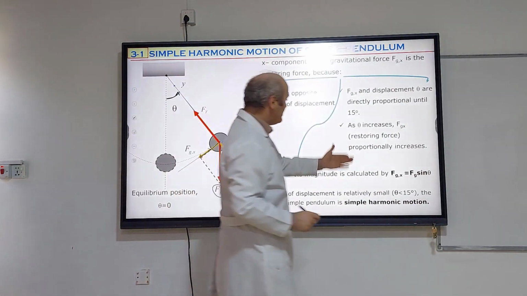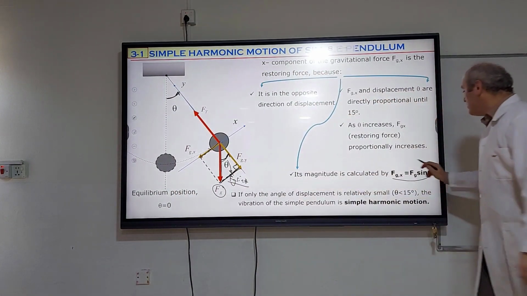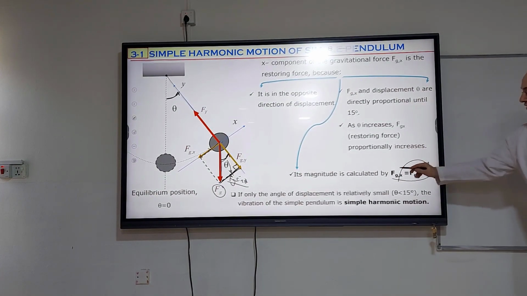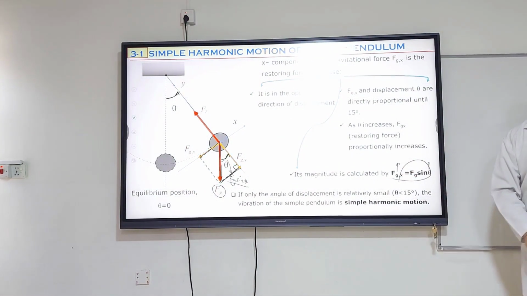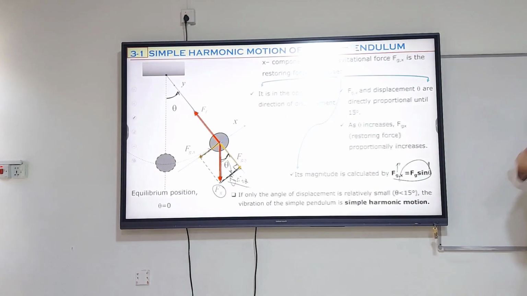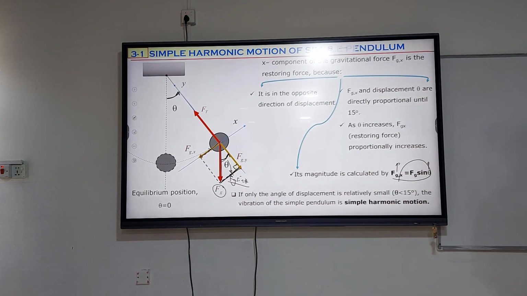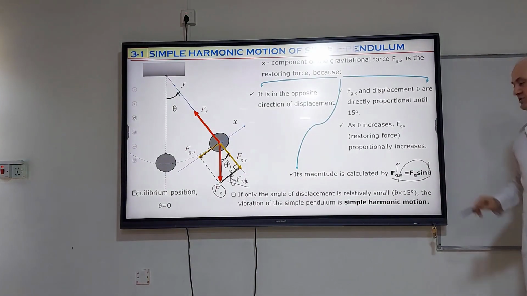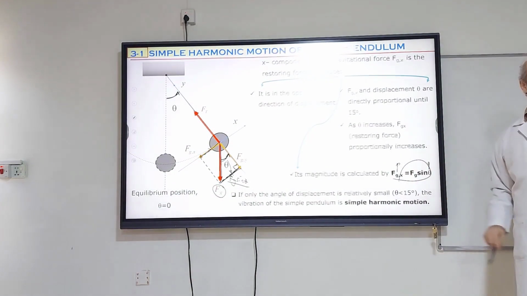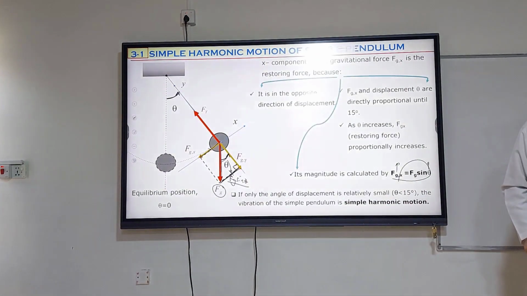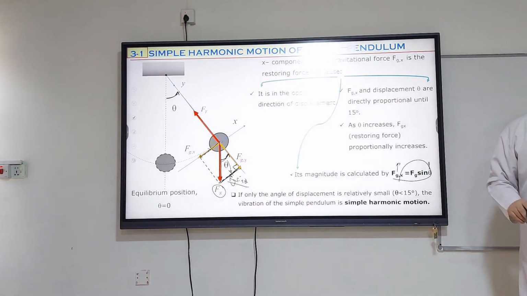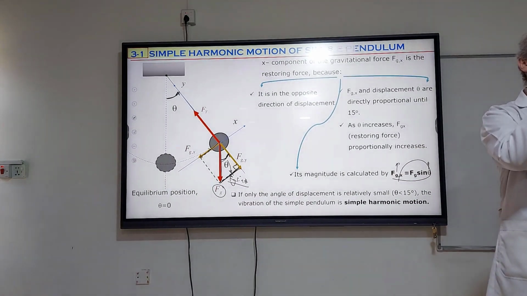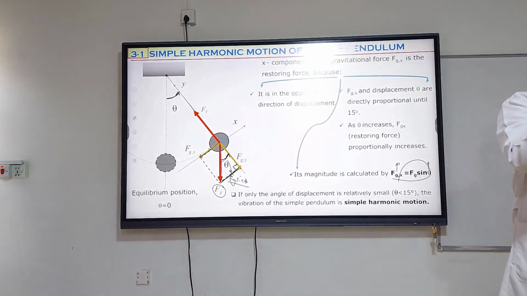So Fg sine theta is the restoring force. As theta increases, is Fgx increasing or not? Yes, it is increasing. It is even directly proportional, but at small angles, until 15 degrees. If theta doubles, you are going to observe that Fgx also doubles. If theta triples, Fgx also triples. But this only happens when the angle is relatively small, less than 15 degrees.